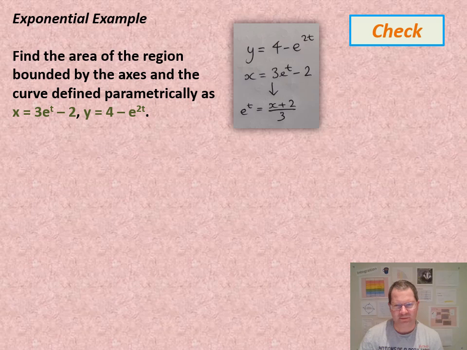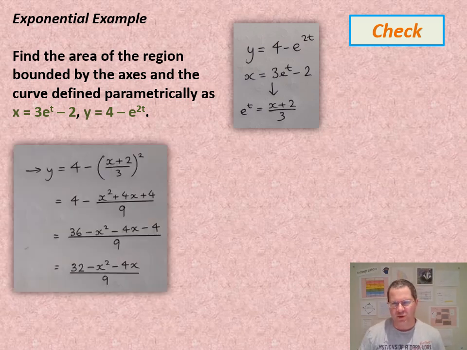by combining y and x together to get rid of the parameter. So if x equals 3e to the t minus 2, then rearranging that, e to the t is equal to x plus 2 over 3. And then we can substitute e to the t equals x plus 2 over 3 into our expression for y. So y becomes 4 minus the square of x plus 2 over 3. So if we square x plus 2 over 3 and make it into a single fraction, we end up with y equals 32 minus x squared minus 4x over 9.